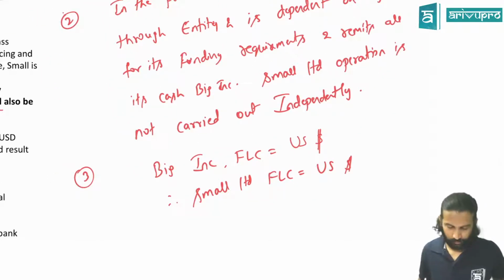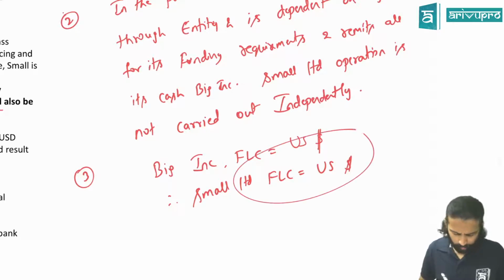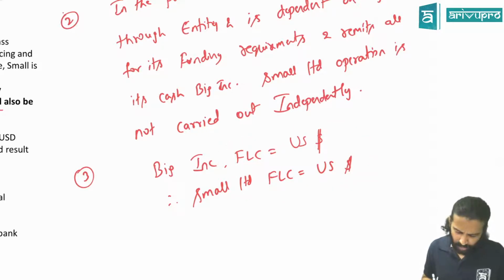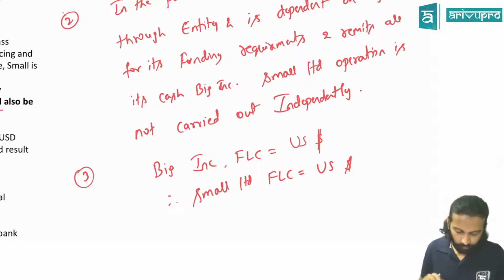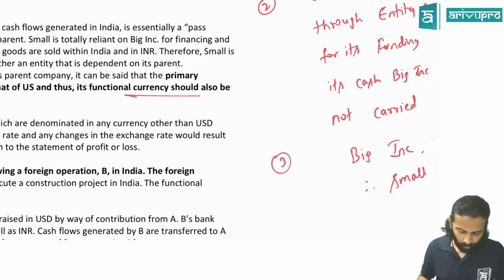So can we finally say big Inc and FLC will be equal to small? Can we conclude that big incorporations of FLC will be equal to small limited FLC? Yeah, that's what we have written. Big FLC is US dollar. Therefore, this small FLC is also US dollars. That's what we are writing. Same. Okay, next question.